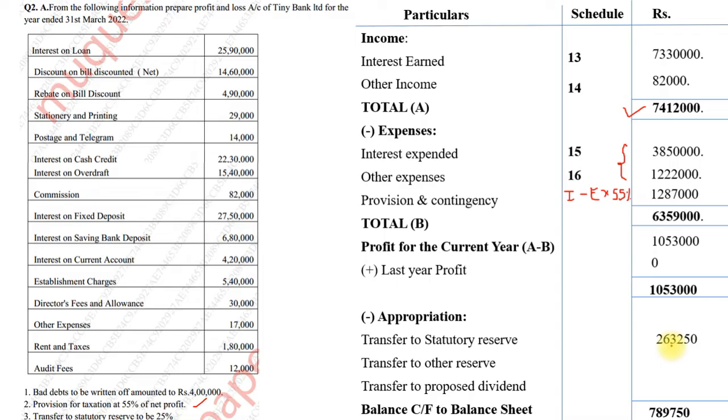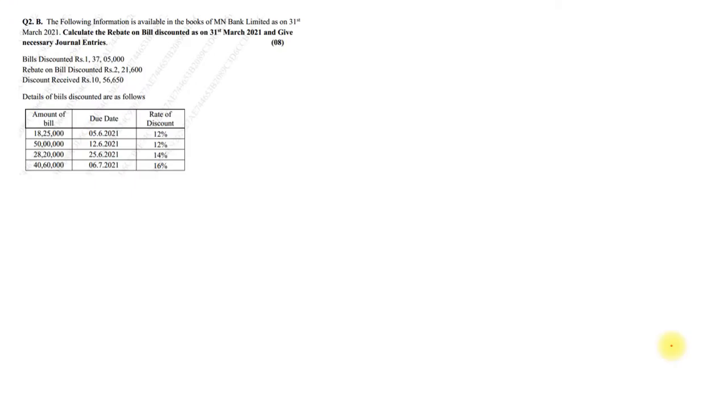Now let us jump to the next question which was asked. There's question number 2B. The following calculation is available in the books of MN Bank Limited as on 31st March. Calculate rebate on bills discounted as on 31st March 2021 and give the necessary journal entry. Let us see what things they have given us.